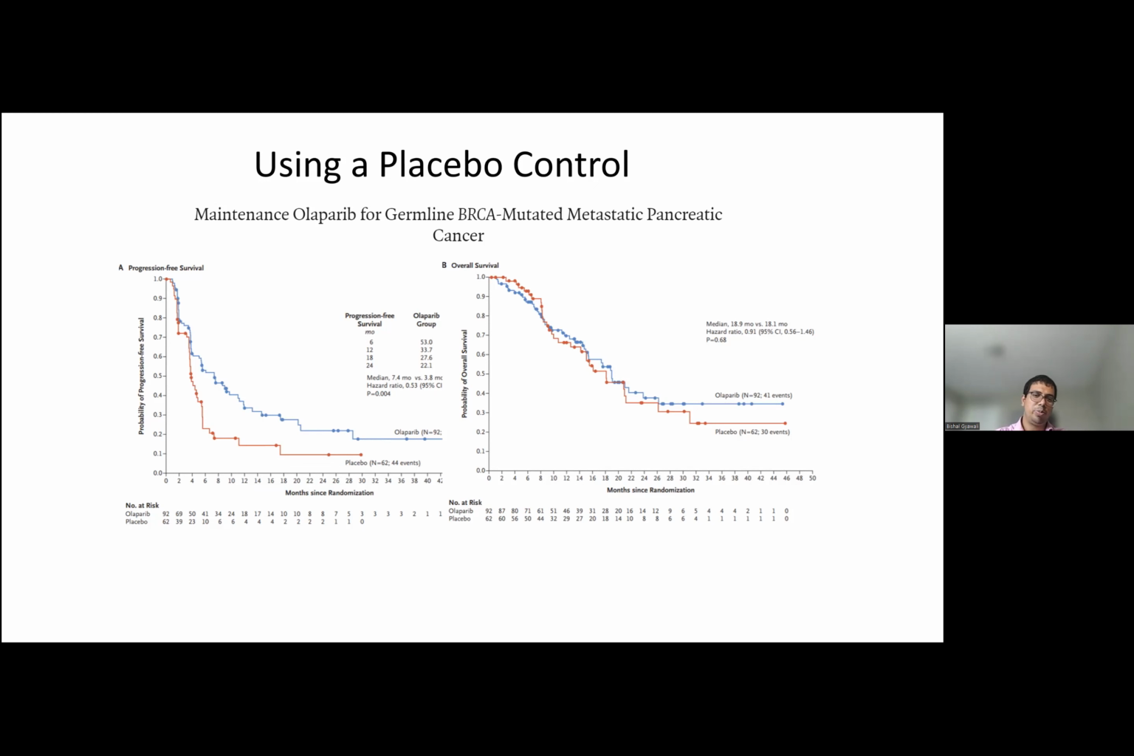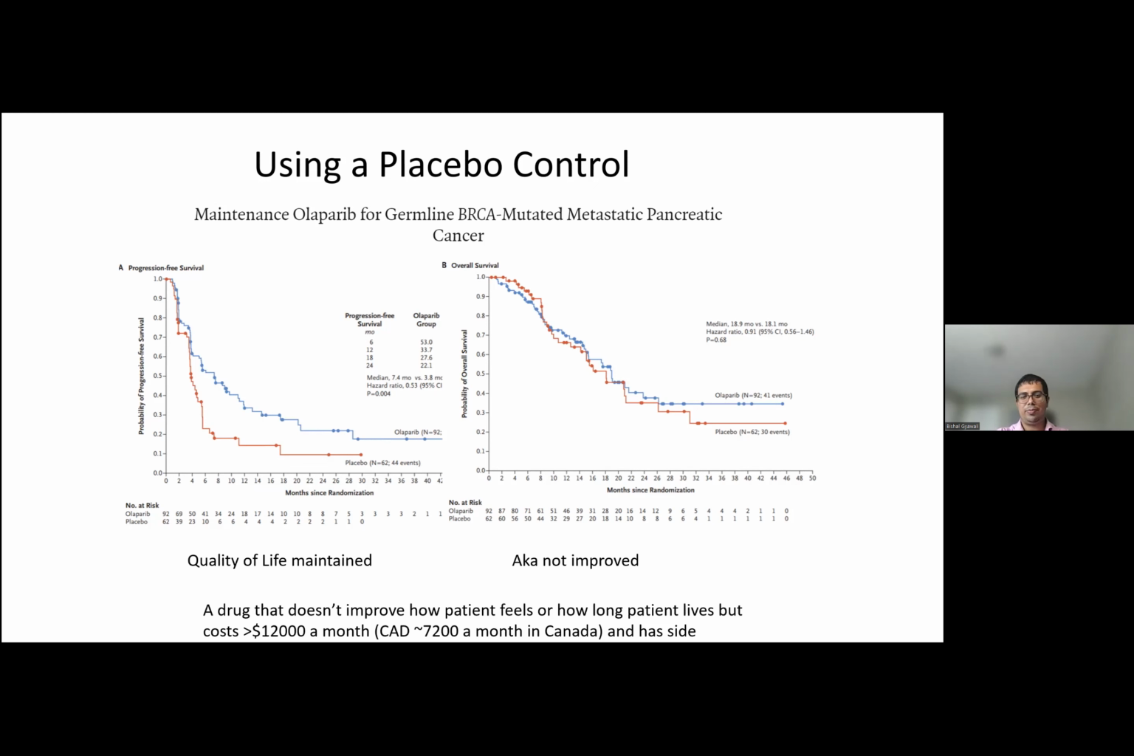And then they saw that there was benefit in PFS, but no benefit in OS. And the quality of life did not improve, which we'll talk about later. But this is just to give you an example of the different scenarios in which we can game the control arm to show that our drug is better than it actually is.